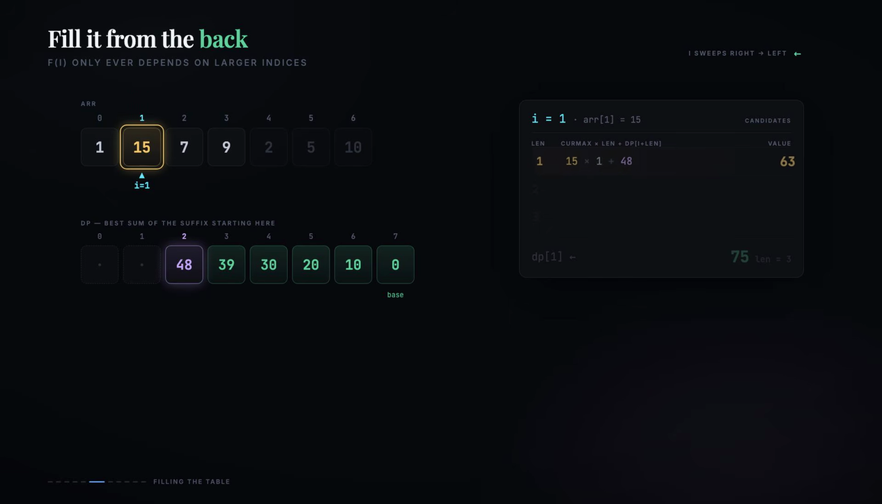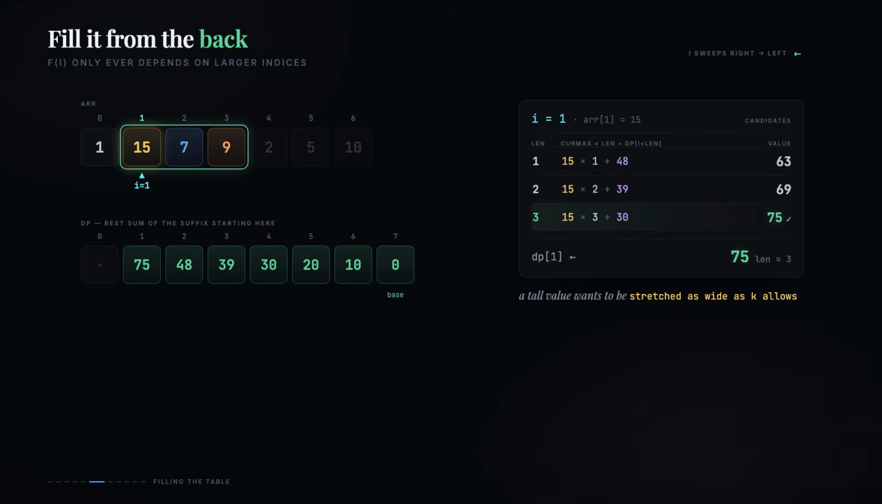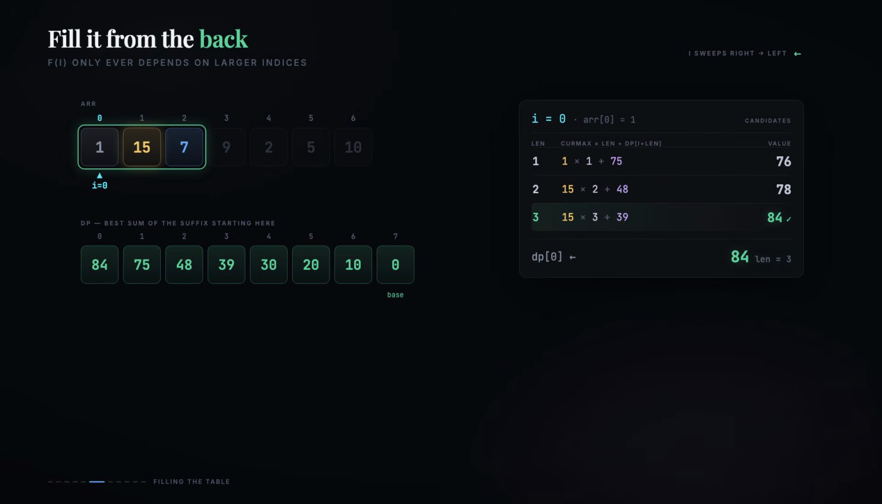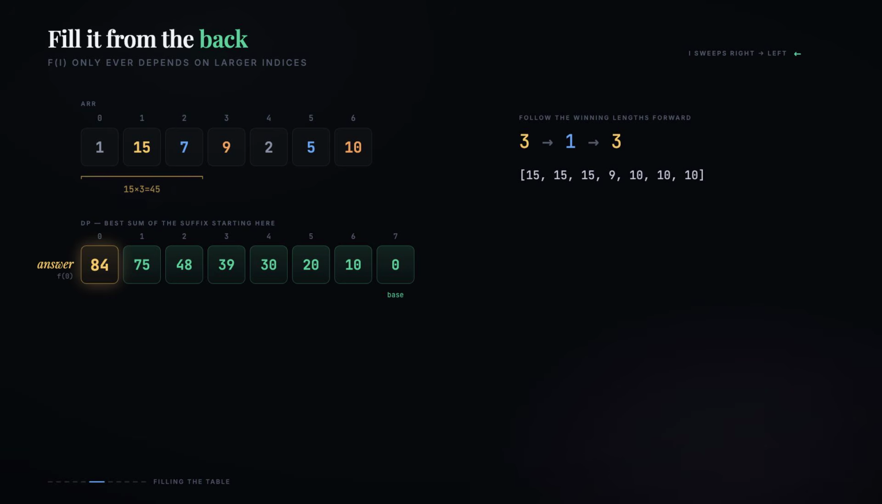At 1 we finally meet the 15. Now stretching is pure profit. Length 3, 15 times 3 is 45, plus dp4, 30, 75. And at 0 the lonely one. Length 3 swallows it into the 15's block, 45, plus dp3, 39, 84. There is our answer, and the table holds the best sum for every suffix along the way. Follow the winning lengths forward: 3, 1, 3. The array becomes 15, 15, 15, 9, 10, 10, 10, 84.